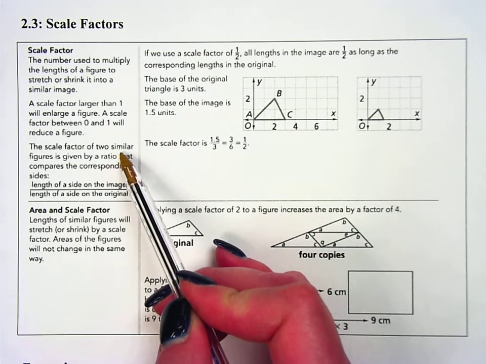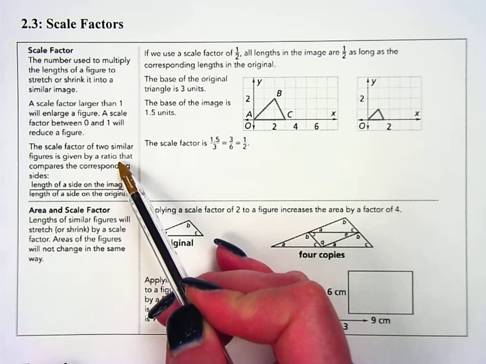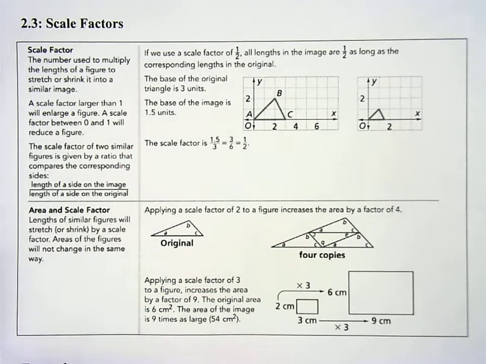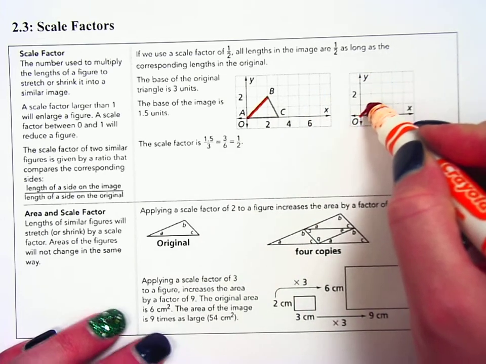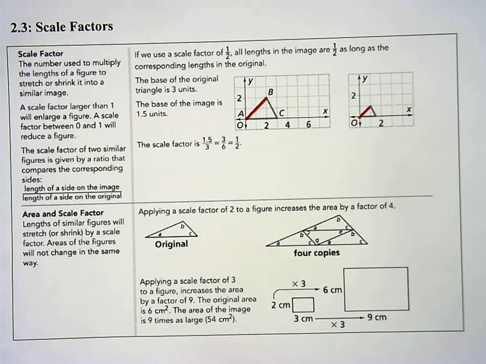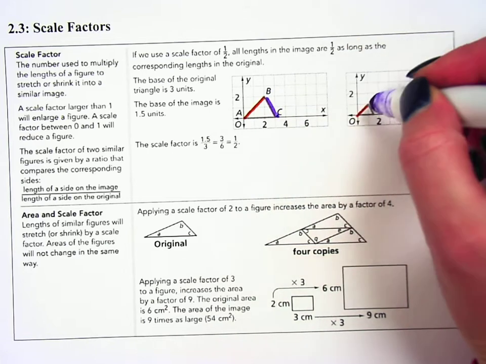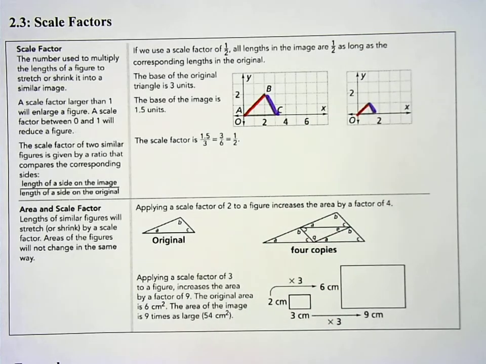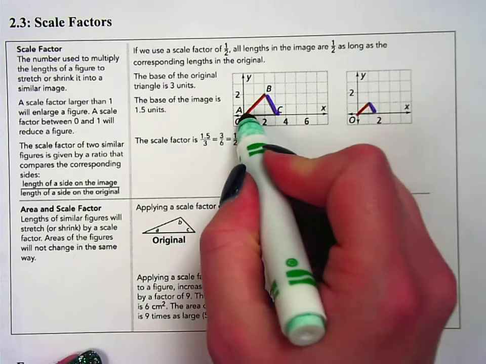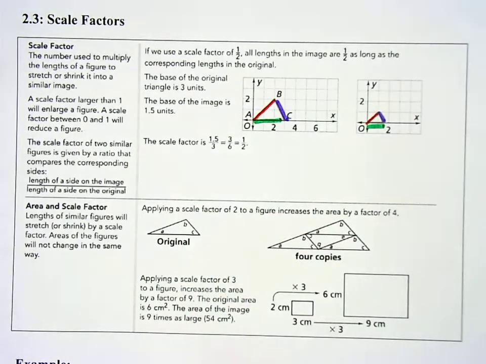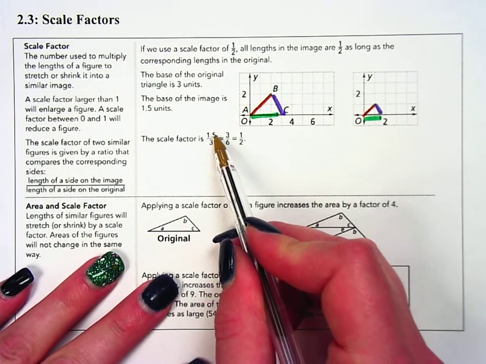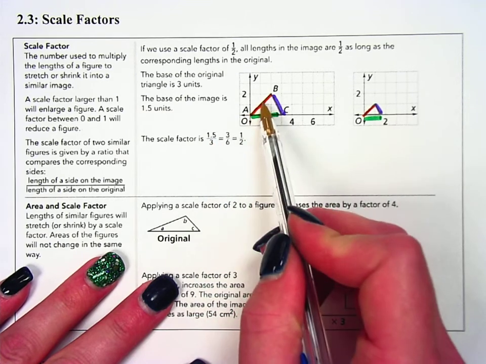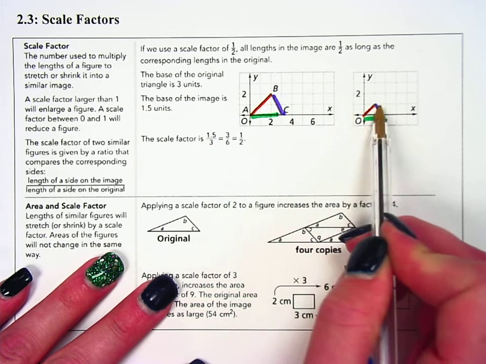The scale factor of two similar figures is given by a ratio that compares my corresponding sides. As a reminder, corresponding means that this side matches up with that side in my smaller figure, or my side length BC matches with that smaller side length right there. And then my bottom, A to C, matches up with that smaller side length right there. So we talked about that the very first day of notes. Make sure for all your problems today, your scale factor, when you write it as a fraction, is a ratio between the sides that correspond.